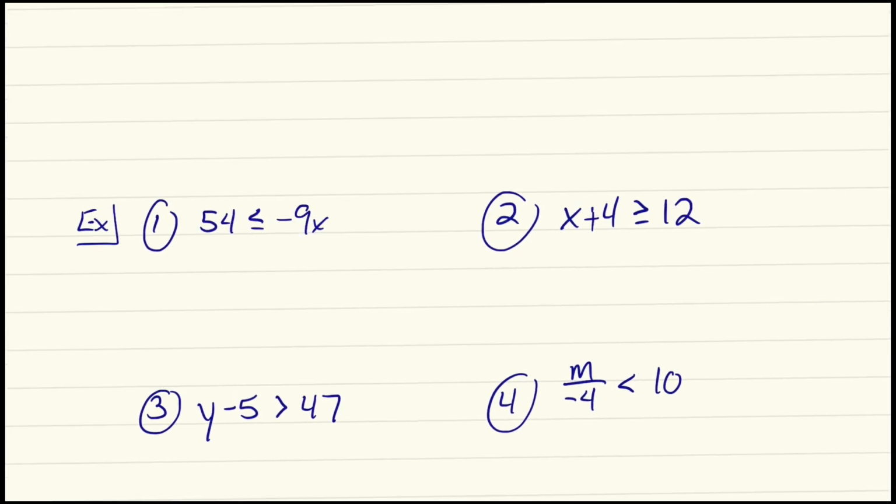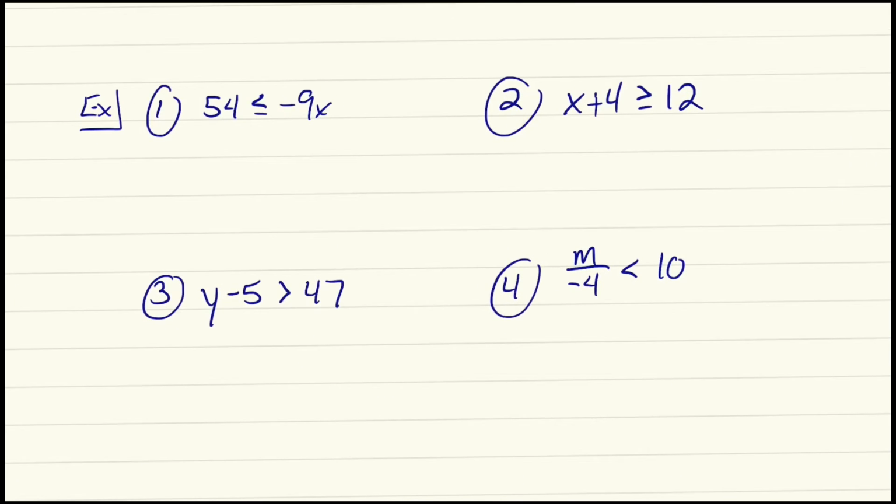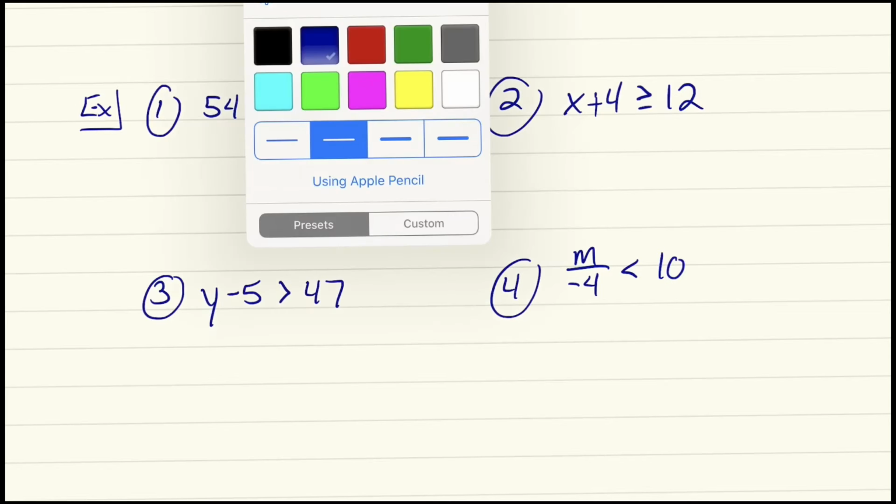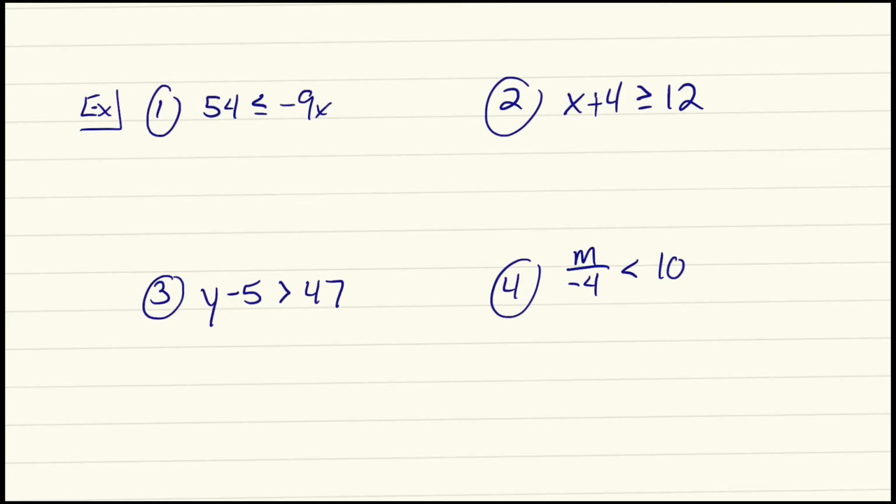We have 4 examples here of problems that we'll see in this section and how we solve them. So first things first, we have 54 is less than or equal to negative 9x. I see multiplication in the problem, so I do the opposite. That's division. The 9's on the right-hand side cancel, leaving me with x. 54 divided by negative 9 is negative 6. And since I actually divided by a negative number, that sign has to flip in the other direction. And I end up with negative 6 is greater than or equal to x.